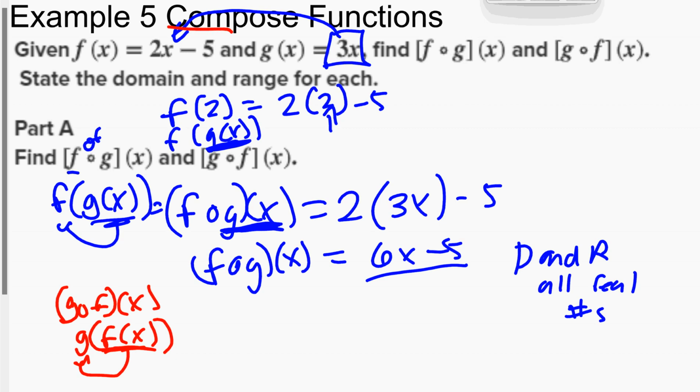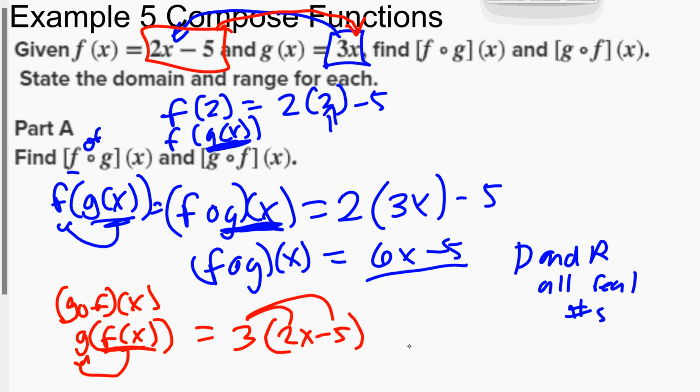So here's my f of x, 2x minus 5, and I'm going to plug that into the x of g of x. So instead of 3x, it's now going to be 3 times my f of x equation, 2x minus 5. That I need to distribute, and I get 6x minus 15.